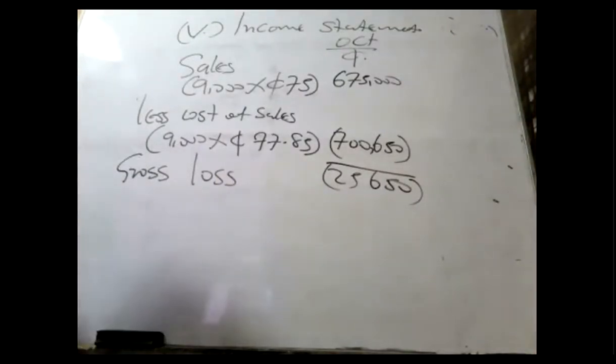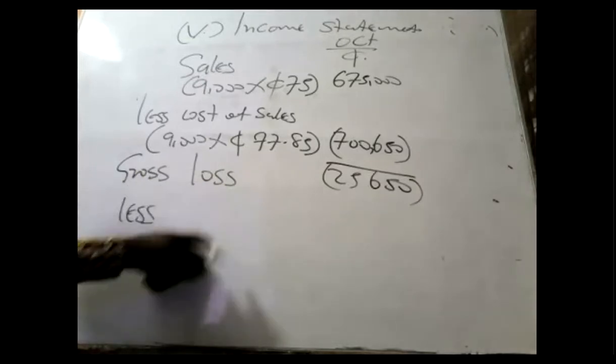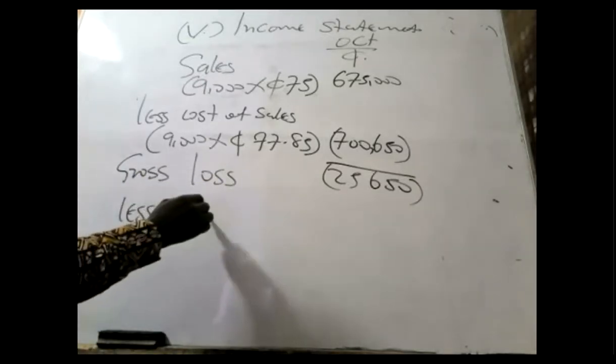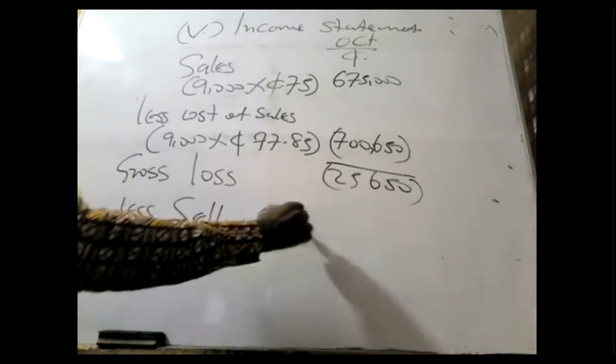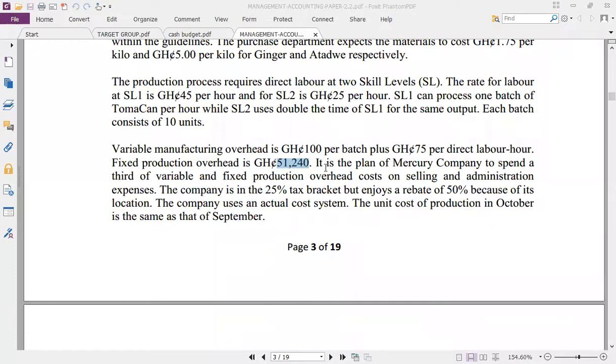Less selling and distribution cost. So that's the only cost I left. Let me pick it from the question and say bye-bye to this question. It is the plan of the company to spend a third of the variable and fixed production overhead cost on selling and administrative overhead. I like that. It means that the selling cost will be one third of the total fixed cost and one third of the variable production overhead. That is all. So let's calculate that one.